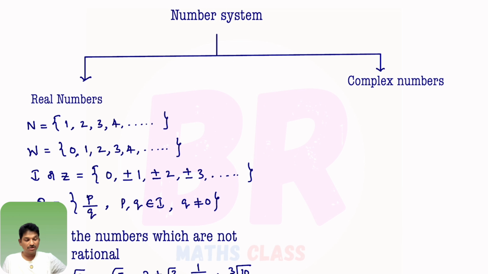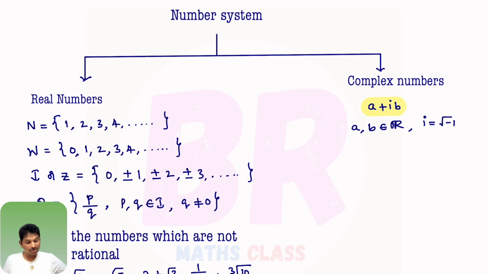The numbers which are in the form of a plus ib are called complex numbers. For example, 2 plus... here you need to know a few things. What are a and b? A and b are real numbers and i is the square root of minus 1.